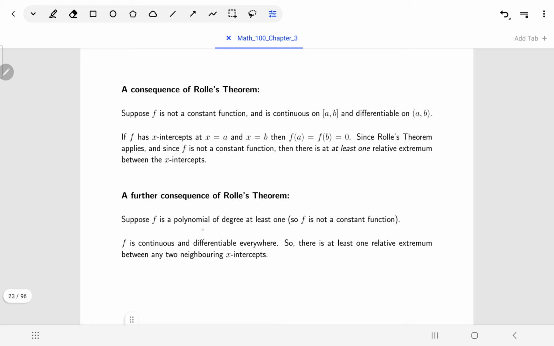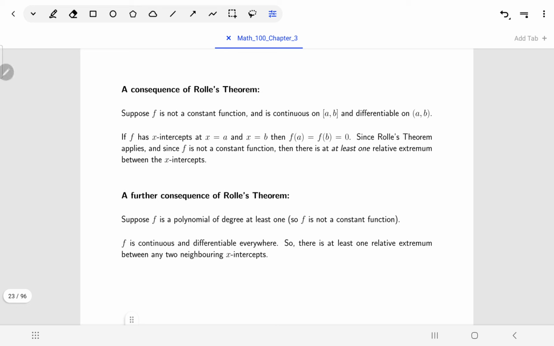And polynomials are really nicely behaved. They are continuous and differentiable everywhere, which means for a polynomial, if you find two x-intercepts, you're guaranteed that there's a relative max or a relative min at least. Possibly more, but at least one of those in between the two x-intercepts. And you could say some further things about it too.